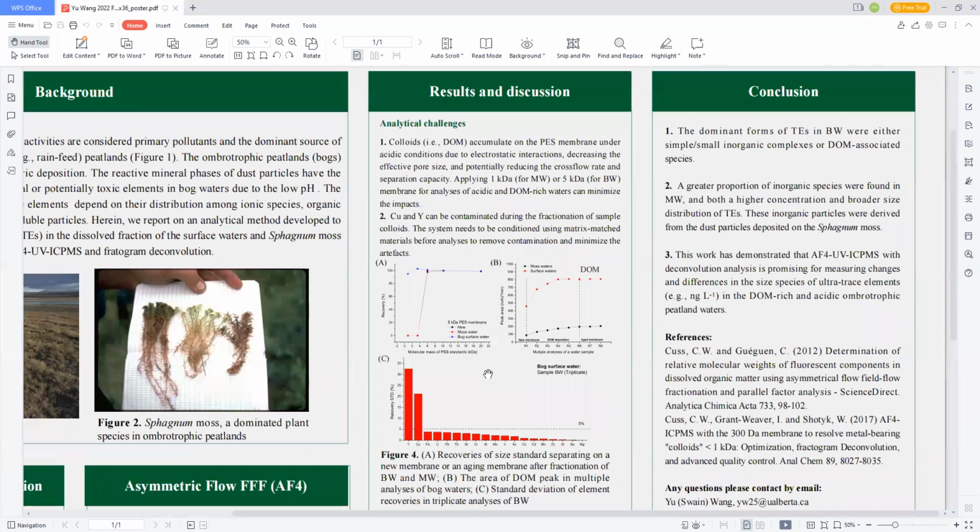Results and discussion. We met some challenges when developing this method, as shown in Figure 4A and B. The colloids, especially the dissolved organic matter in both moss water and Sphagnum moss water, tend to accumulate on the polyethersulfone membranes under acidic conditions due to electrostatic interactions between colloids and membrane, decreasing the effective pore size and potentially reducing the cross-flow rate and separation capacities if the membrane pore size is too small. Therefore, applying a membrane with a larger pore size, for example, 1K Dalton for moss water or 5K Dalton for bulk surface water, can help minimize the impact.